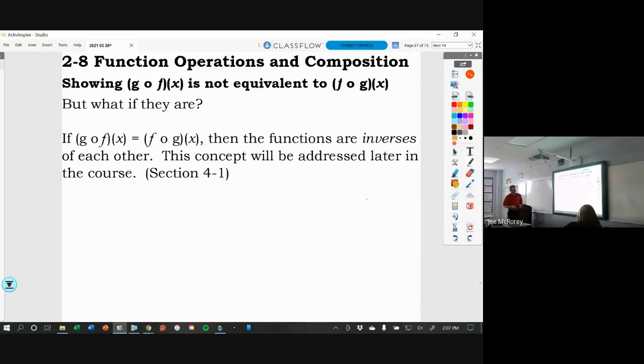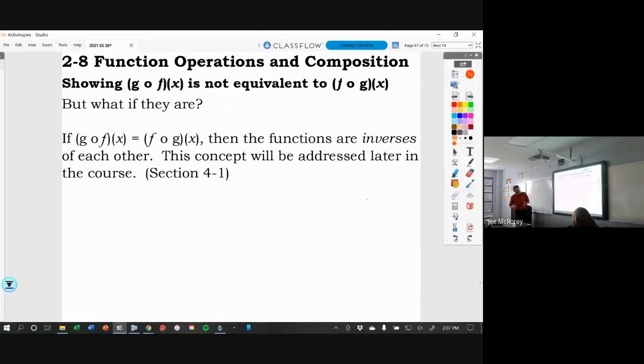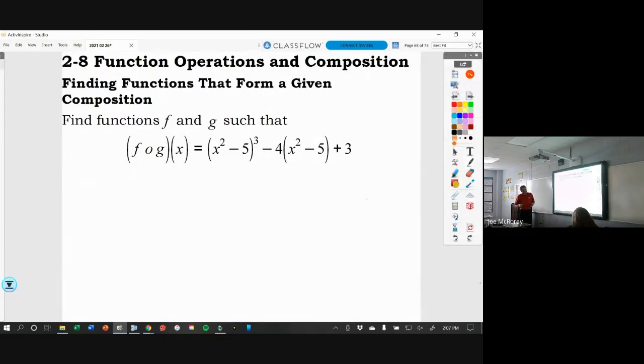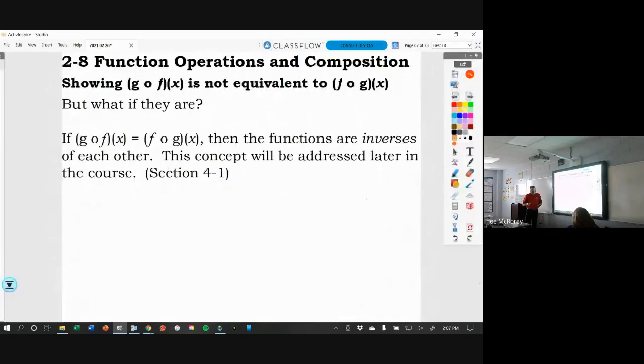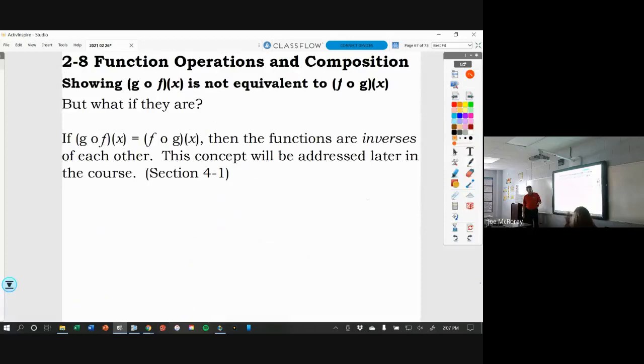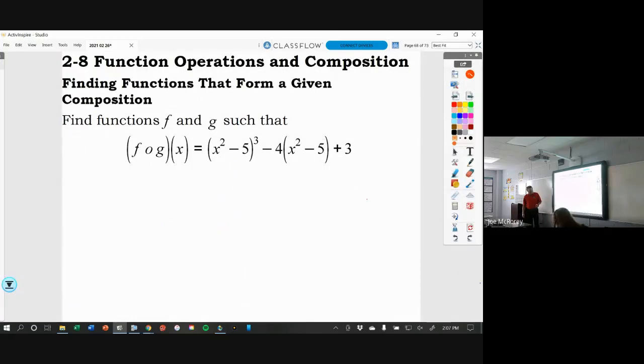Wait, was the answer no? They gave us the answer, saying they would be inverses. But I thought they weren't equal. Ours weren't. My question is, is it possible that they are? The answer is yes. It's not asking about those specific functions, it's asking in general, can g of f equal f of g of x? I understand what you're saying, Leilani. We'll wrap this up on Monday. Okay, I like the question.